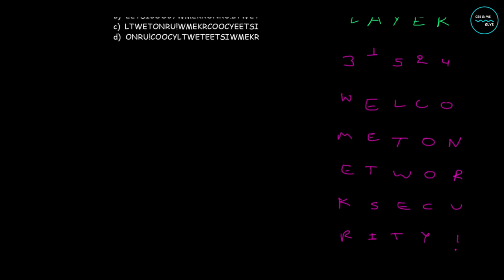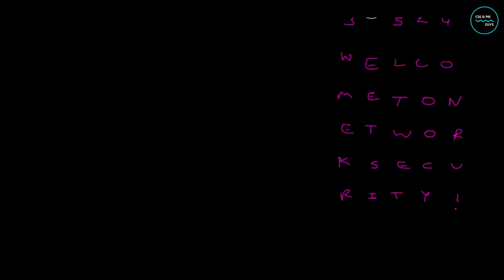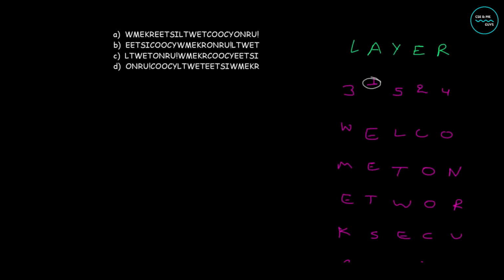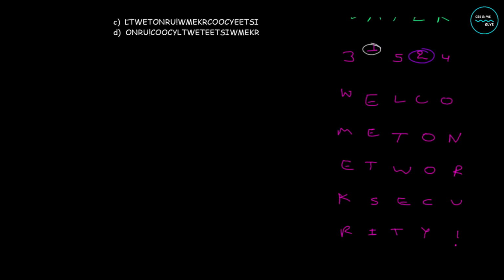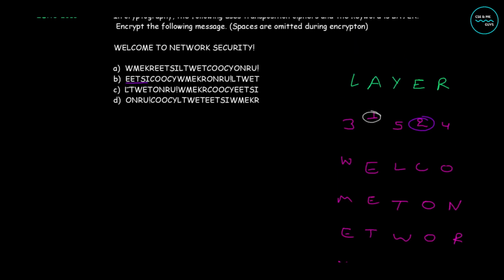According to our keyword, if we look at the first number in the keyword, which is 1, we can see that we have a column with E E T S I. And if you look at option B, we have the column E E T S I. Okay, let me change the ink. E E T S I, and then if you look at the second, we have C O O C Y.